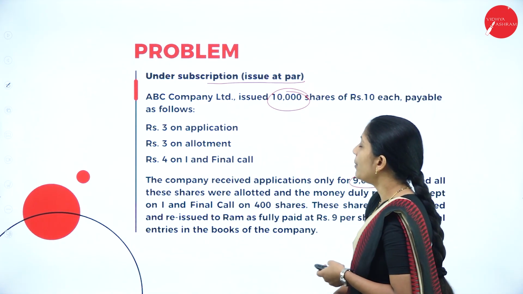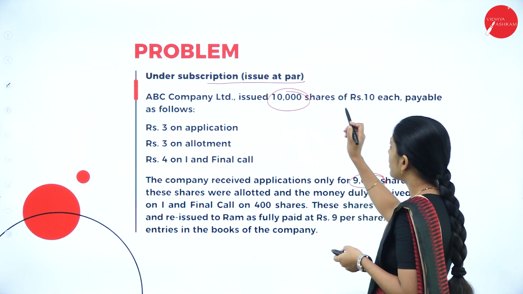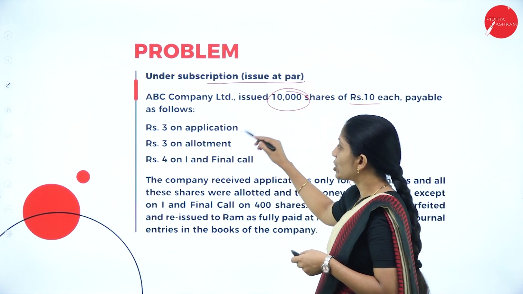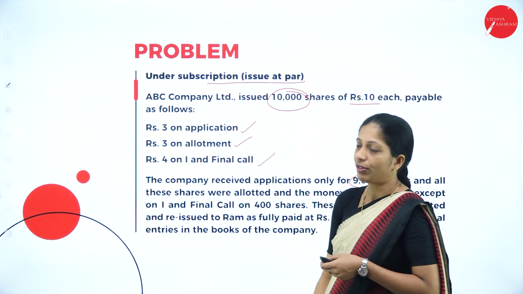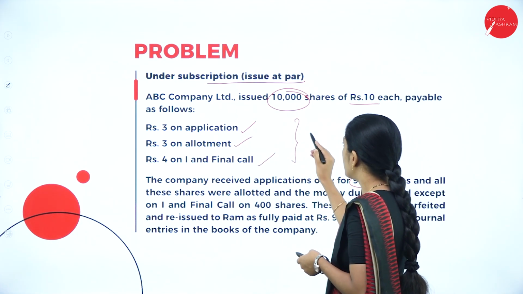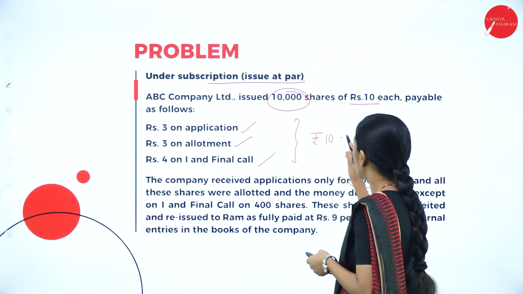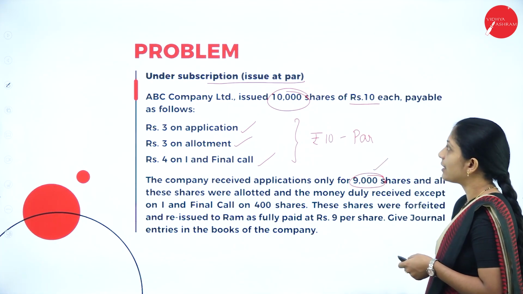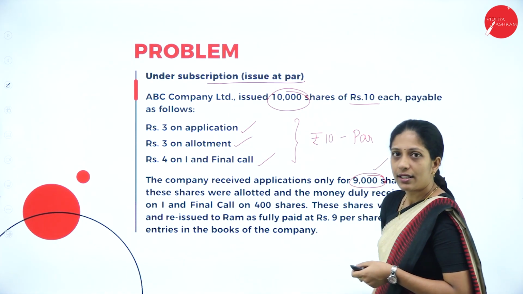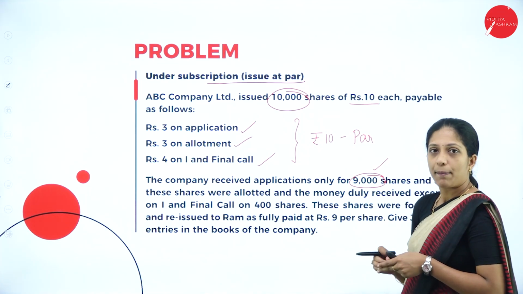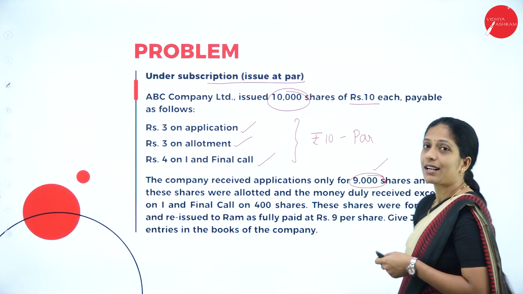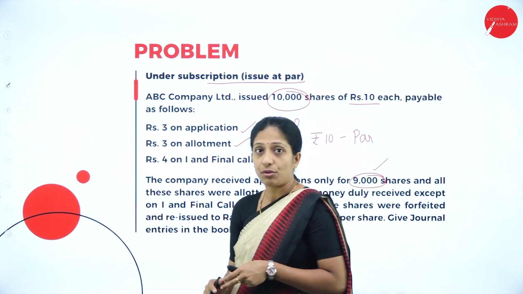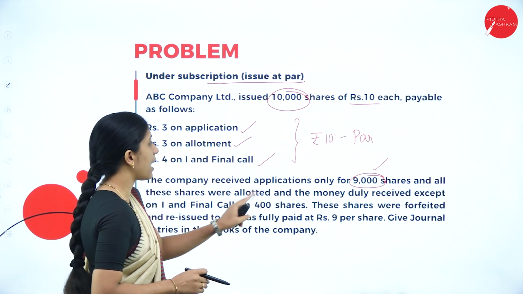Now go through the question here. ABC Company Limited issued 10,000 shares of rupees 10 each payable as follows: 3 on application, 3 on allotment, 4 on first and final call. So overall it will be rupees 10, which means issued at par. Next, the company received applications only for 9,000. How much did we actually require? 10,000, but we have received applications only for 9,000, which means under subscription. And these shares were allotted and the money duly received except on first and final call.